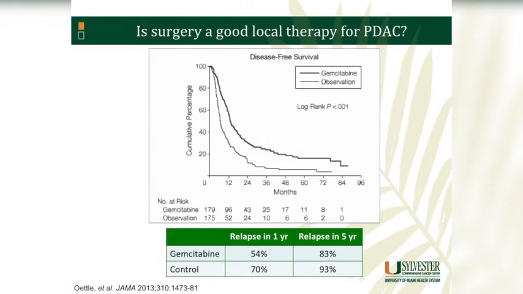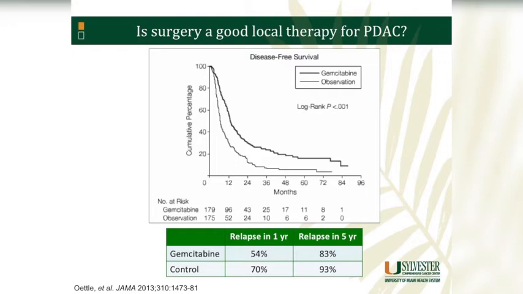So I'm going to give some provocative questions here now. Is surgery a good local therapy for pancreatic cancer? This slide is showing you the survival from the CONCO-01 trial, which is one of the pivotal adjuvant trials in pancreas cancer. This study took patients to surgery who had resectable pancreas cancer and then randomized them to observation versus gemcitabine monotherapy. The top line is gemcitabine, and the lower line is a control group. We can't do this study anymore because we know that adjuvant therapy is effective, but at this time we didn't know that.